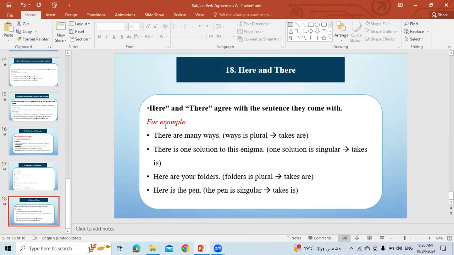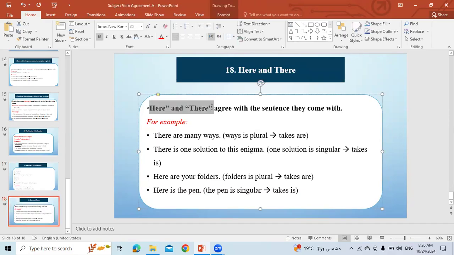Finally, here and there, they always depend on what's coming after them. For example, there are many ways. Here we have ways, so there takes are, right? In the second example, we have solution, singular, so it takes is.